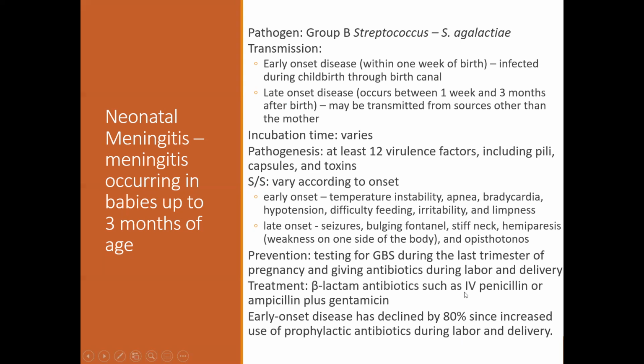So now all women who are receiving prenatal care, especially in the United States, get tested for group B strep. And if they are shown to be positive, then they are given prophylactic antibiotics during labor and delivery. And so this is going to inhibit the group B strep from being able to be passed to the child as it's being born. And you see here that early onset disease has declined by about 80% since we've started to do that.